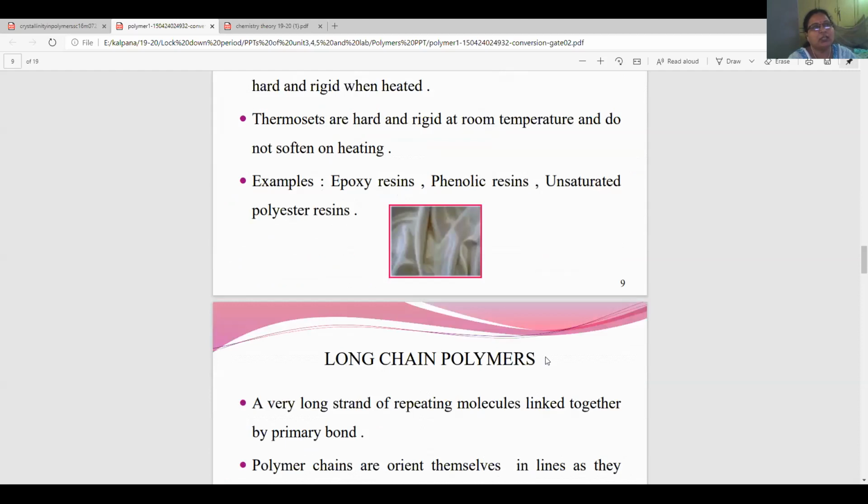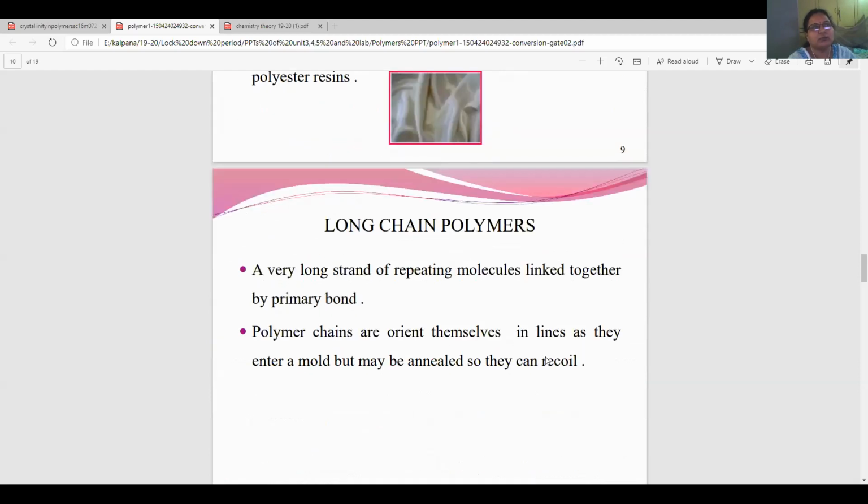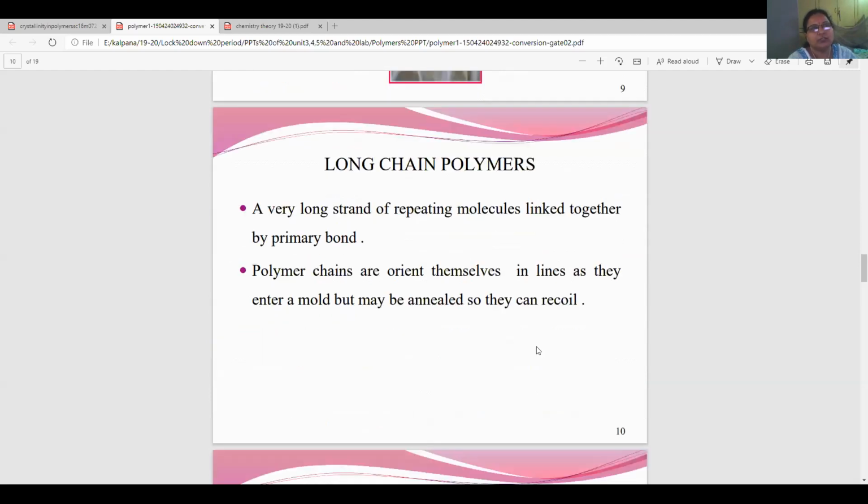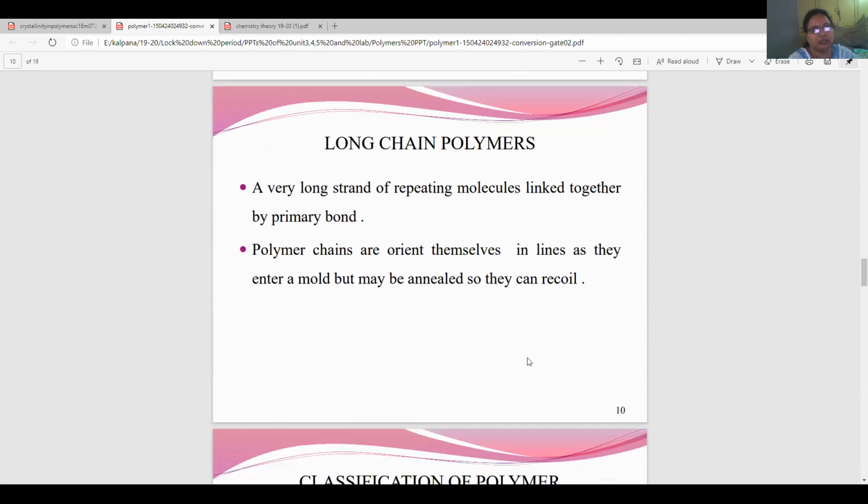And coming to the last one, that is long chain polymers, a very long strand of repeating molecules linked together by primary bonds. The polymer chains can orient themselves in lines as they enter a mold and can be annealed, and so they can recoil.